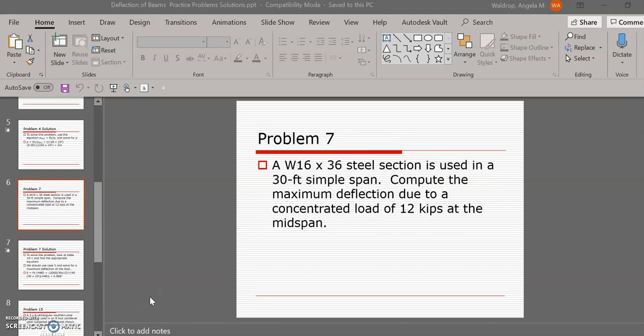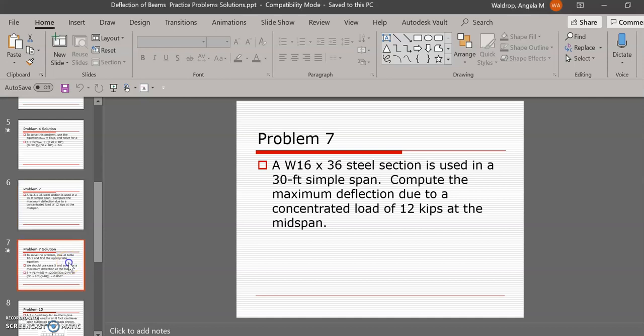Okay, so the next type of problem is going to be calculating deflections with formulas. So here what we have is a wide flange beam. It's used in a 30-foot simple span. We have to compute the maximum deflection due to a concentrated load at the midspan. Okay, so it's a simply supported beam, and we have a load of 12 kips going down.